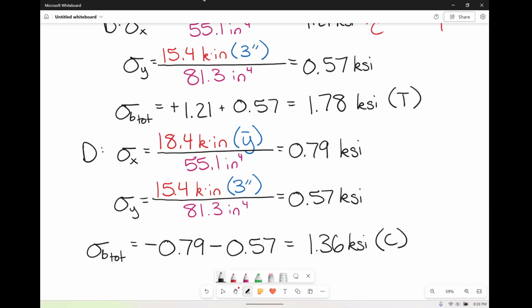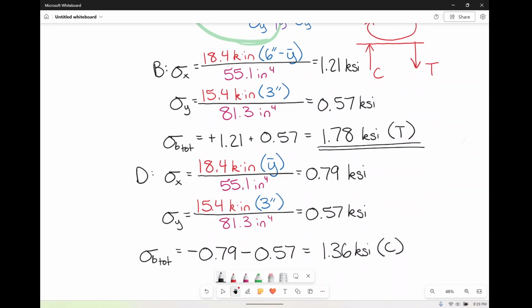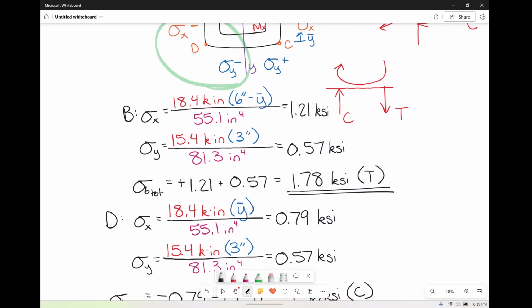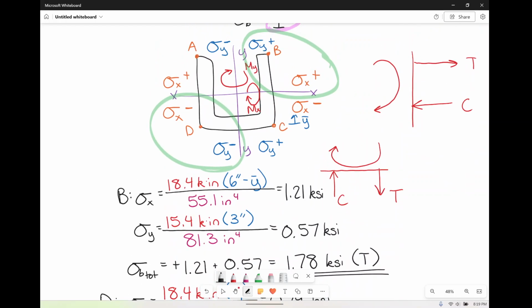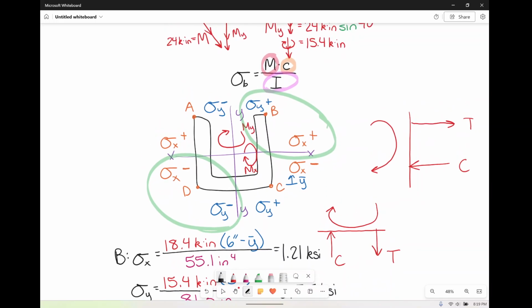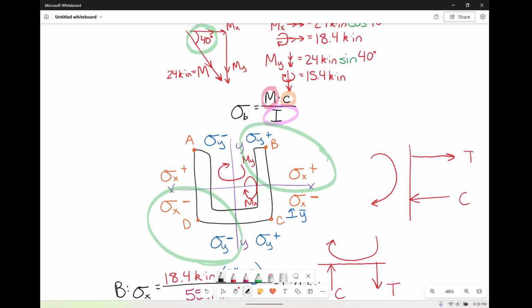If we want the maximum, 1.78 is bigger than 1.36. So point B is going to have our maximum bending stress, and point B is going to be 1.78 KSI. So again, you can eliminate a lot of your work just by stopping before doing point A and C. Just look which one's going to give you the maximum. Now, if they did ask you for all sorts of different points, it's not like it's hard. You're just going to continue to add together your sigma x's and your sigma y's to get your total.